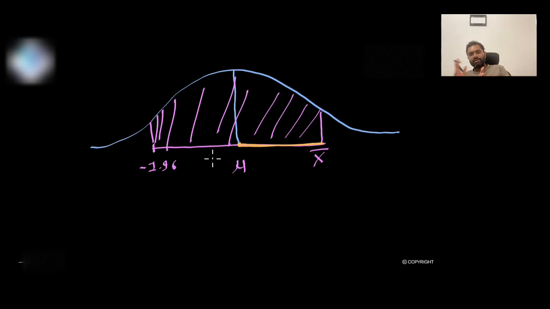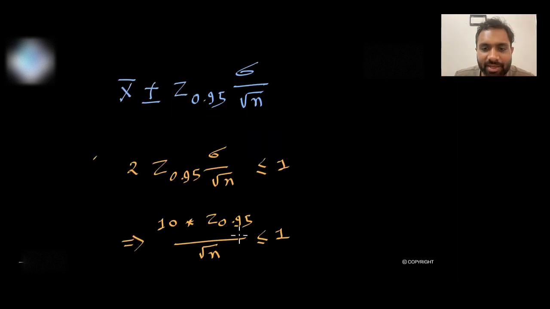Now I have to consider both sides. It can happen that X bar falls on the left-hand side of the mean also. But the difference between mu and X bar could be at most half of the pink length. So I actually want to find out the half of the pink length. What will be the half of the pink length? I will consider the critical region as minus times sigma. So this Z multiplier is nothing but half times the pink length.